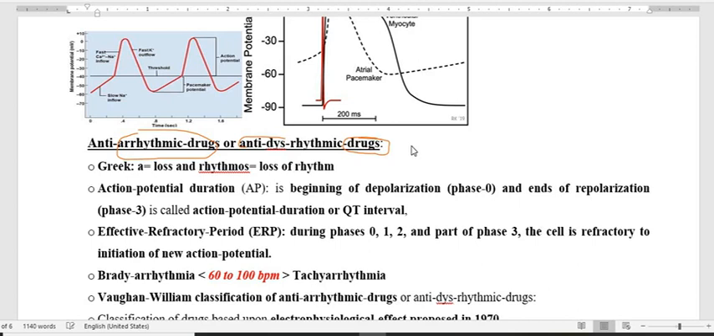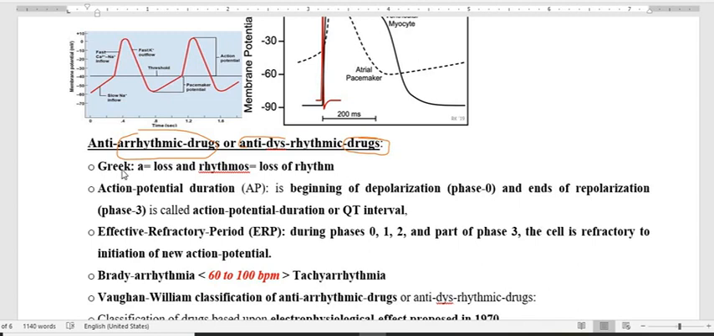So first we have to go through the definition. What is the meaning of antiarrhythmic drug? Antiarrhythmic drugs are the drugs that we use to treat the arrhythmic condition of the heart, and they are called antiarrhythmic drugs.